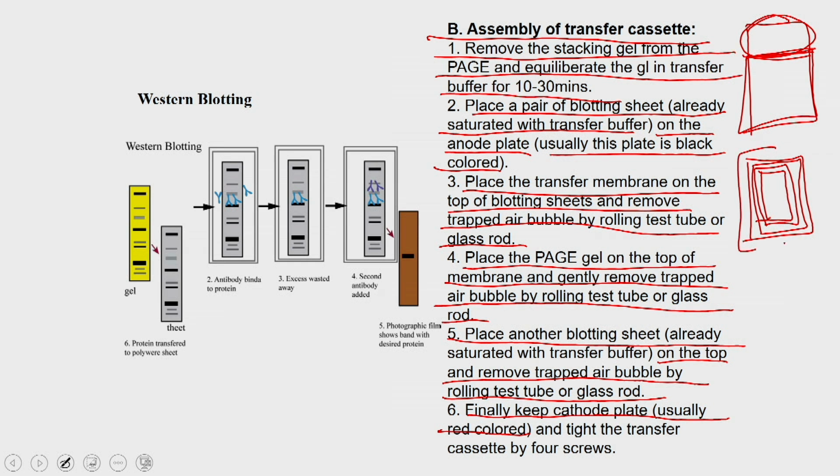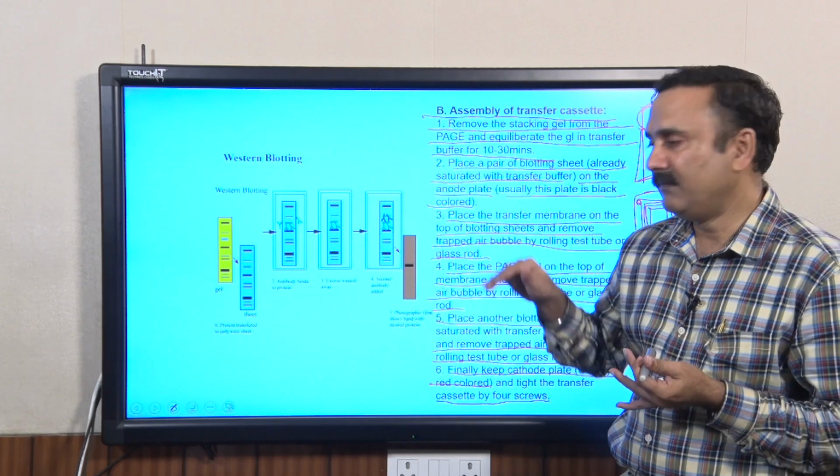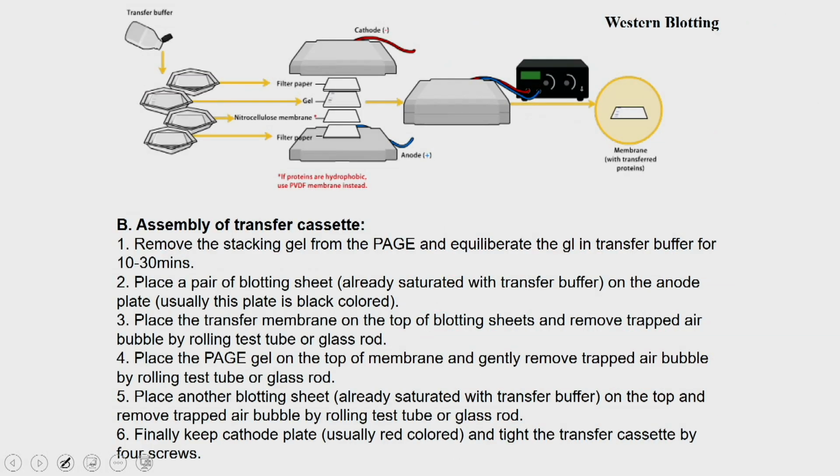Then you put the cathode plate and tie the transfer cassette by putting in the 4 screws. Every cassette has screws on all the corners, and you have to tie them up so that the whole cassette becomes one unit, and that is how you can submerge it into the transfer tank. So, this is what you have.